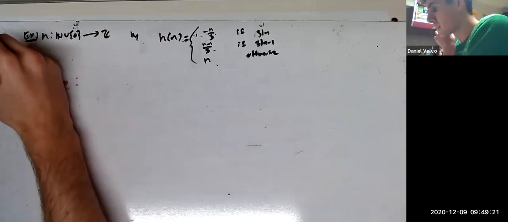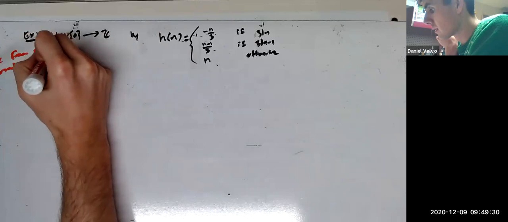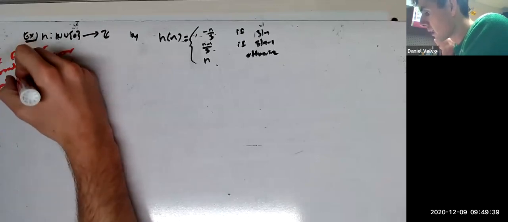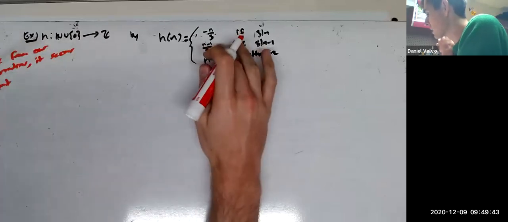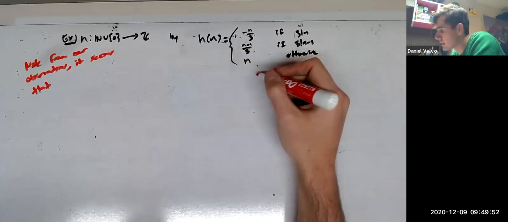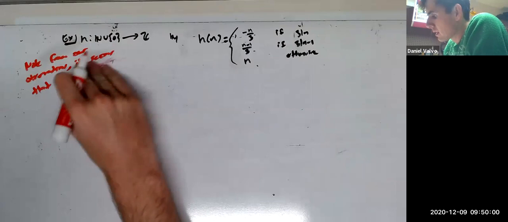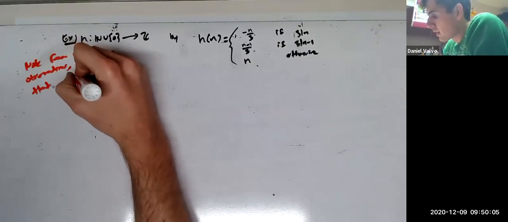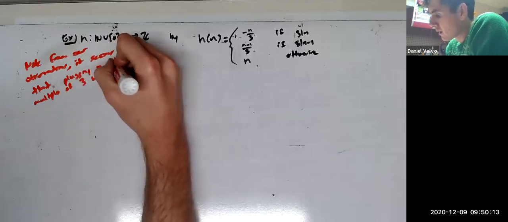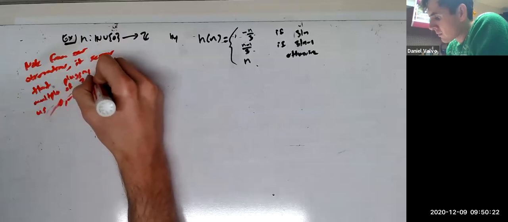I'll say at the beginning, note from our observations, it seems that, from this and our observations, we gather that in the case plugging in the multiples of 3 will get us 0, negative 1, negative 2, negative 3, etc.